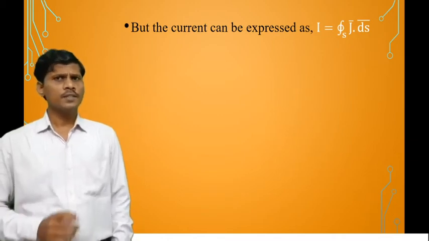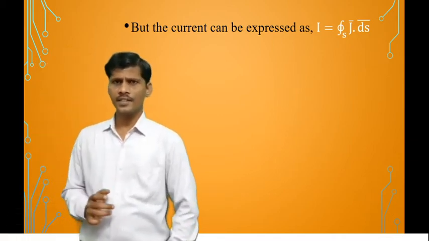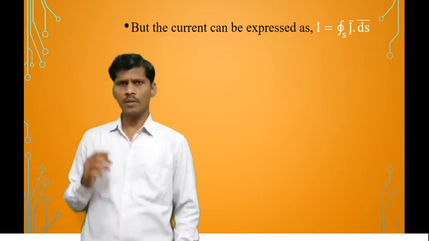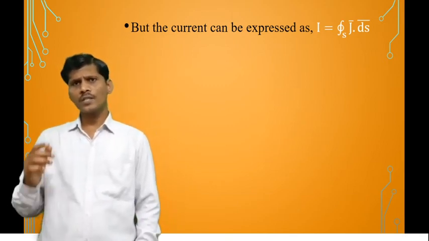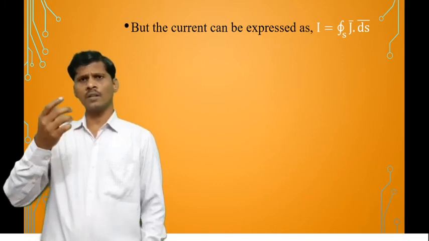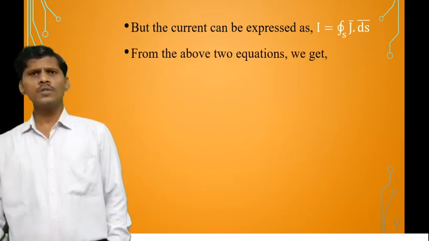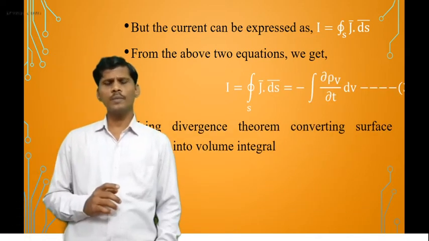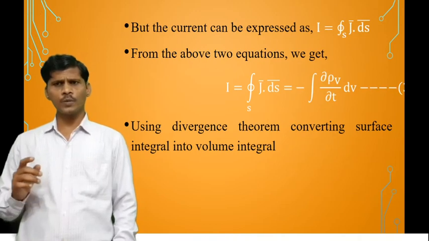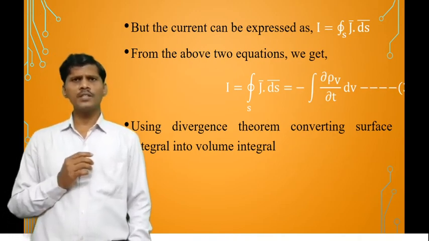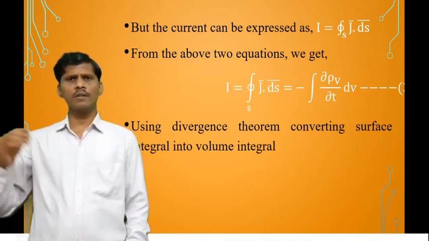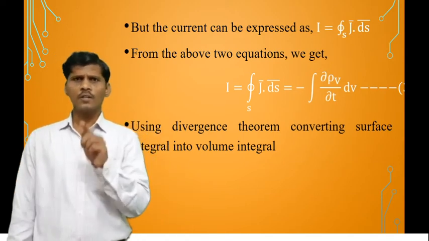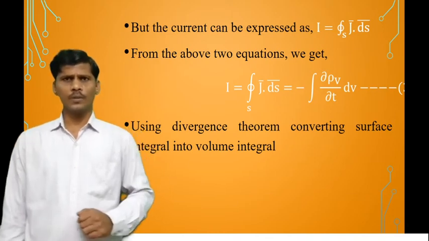But we know that the relationship between current and current density is given by I is equal to the closed surface integral of j bar dot ds bar. Substitute this current relation into the above equation. On the LHS, we have the closed surface integral of j bar dot ds bar is equal to minus the open volume integral of dou rho v by dou t into dv. Using the divergence theorem, the closed surface integral will be converted to an open volume integral.